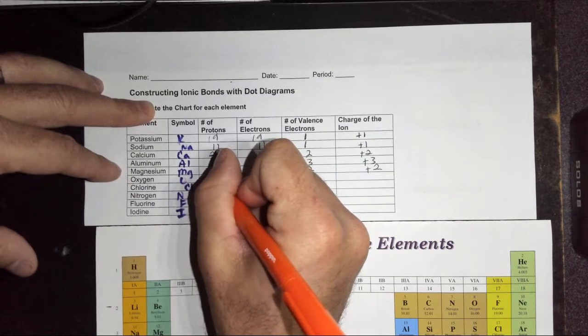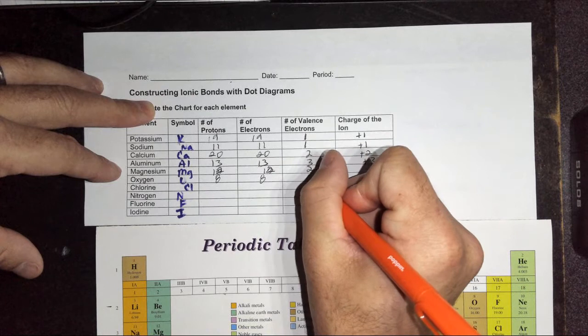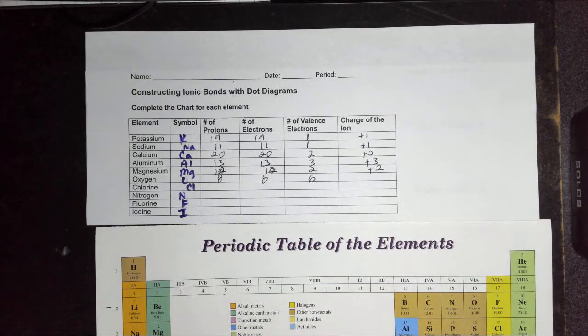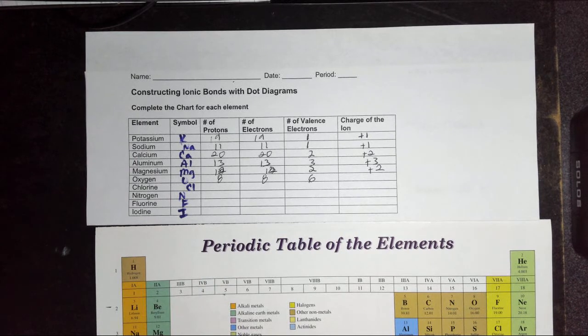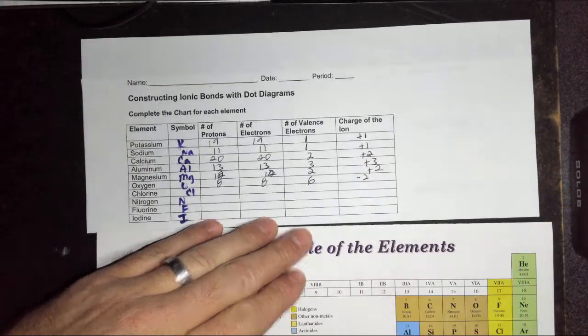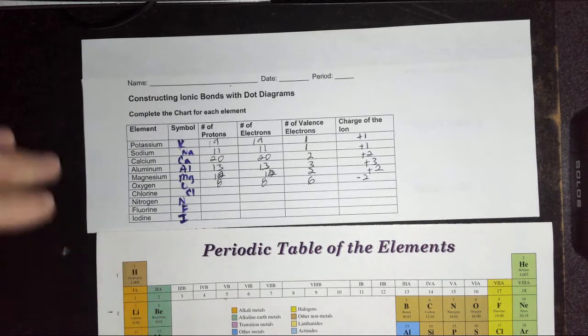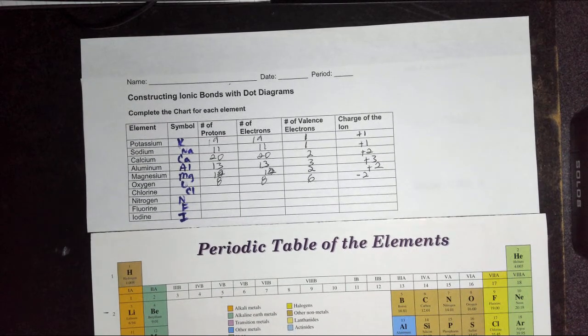Oxygen is an 8, so it has 8 electrons. It has 6 valence electrons. Now since it has 6 and they're trying to get to 8, it's easier for oxygen to take on 2, to gain 2 negative charges, than it is to give away 6. So its oxidation state, or its charge, is a -2. So nonmetals are typically going to be negative. Your metals are typically going to be positive when you're talking about ionic bonding.